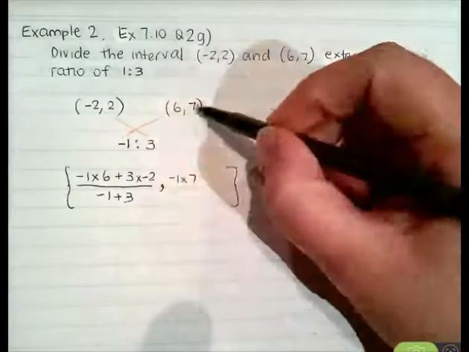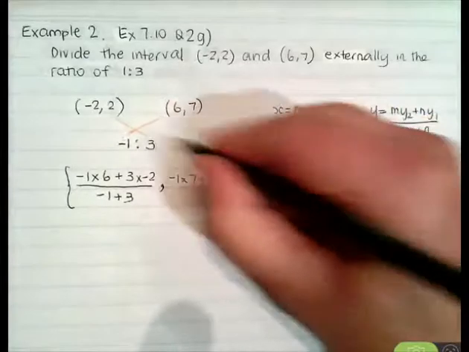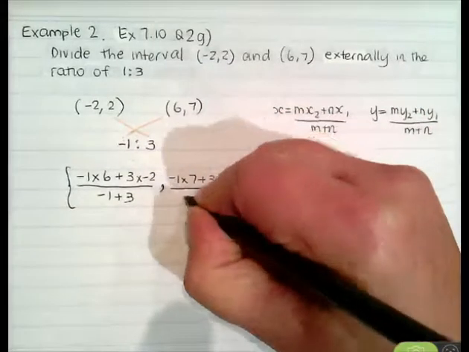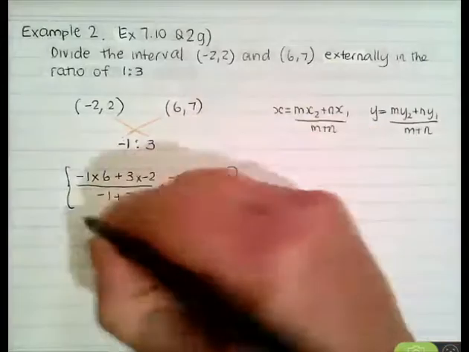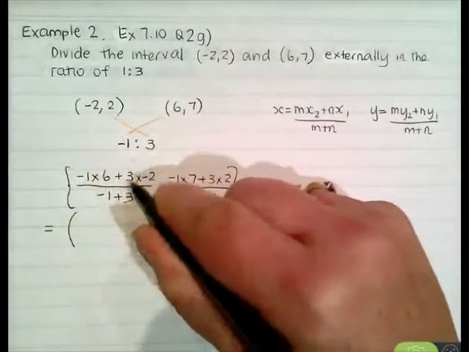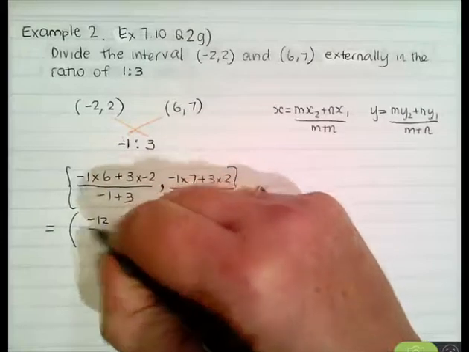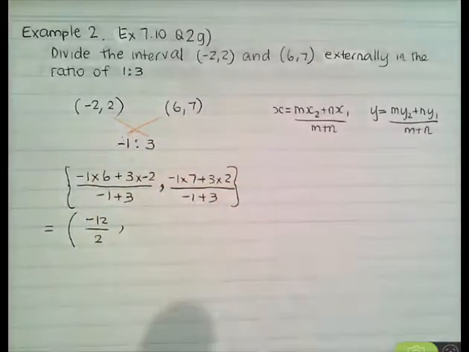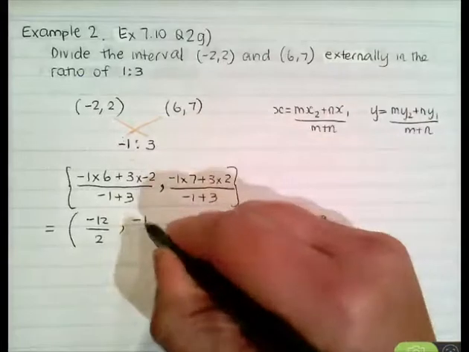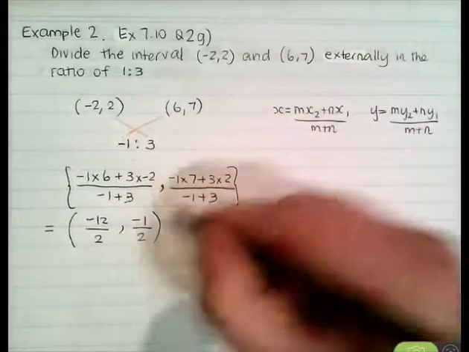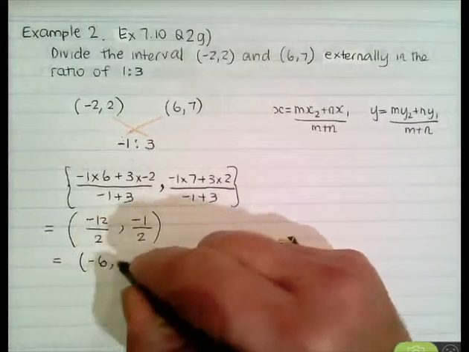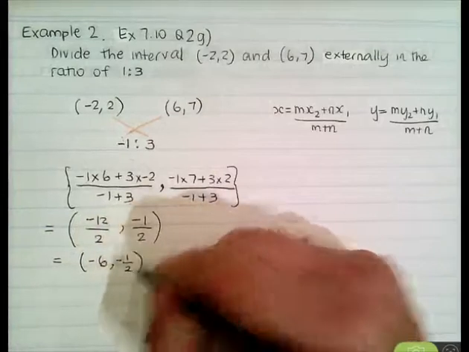So again, -1 times 7 plus 3 times that y value, which is 3 times 2, over -1 plus 3, and we work that out. That is equal to -6 plus -6, which is -12 over 2. And this is -7 plus 6, which is -1 over 2. So I can simplify that, and my point is (-6, -1/2).